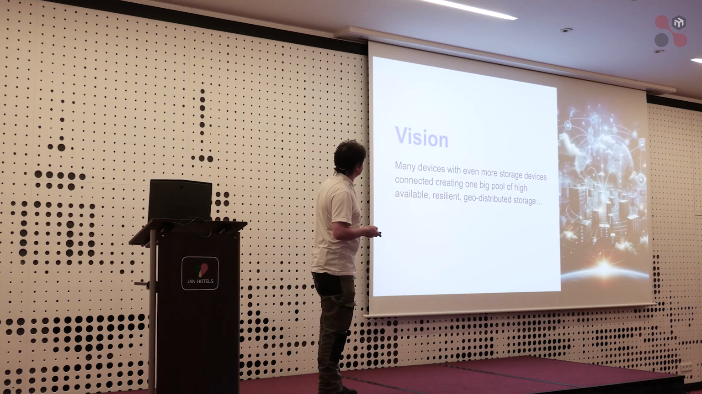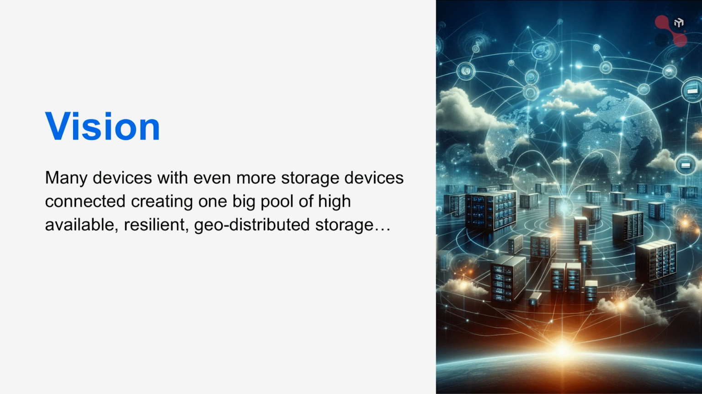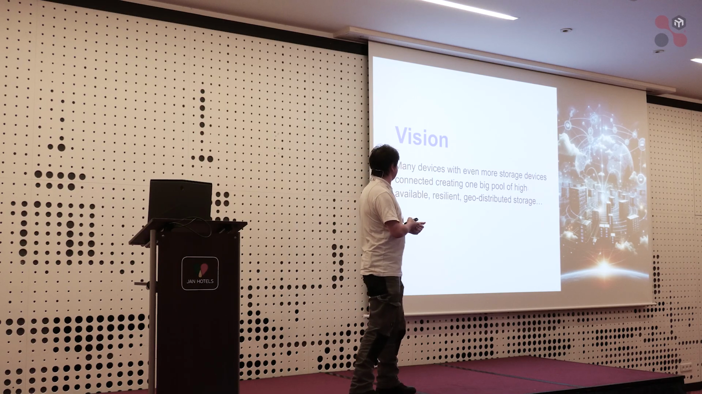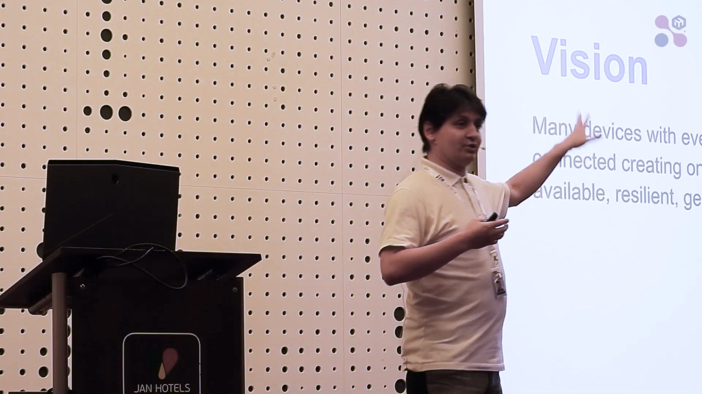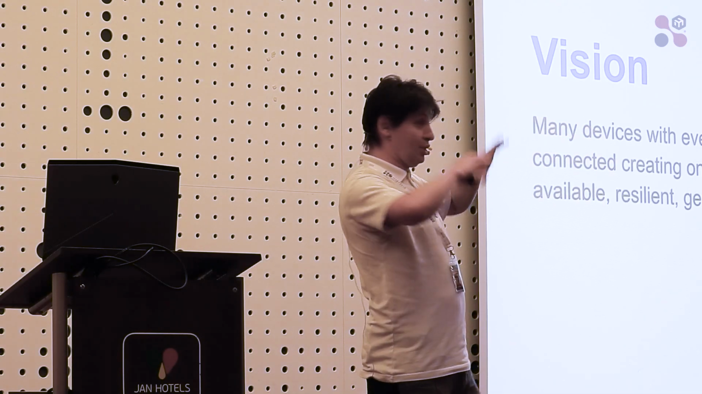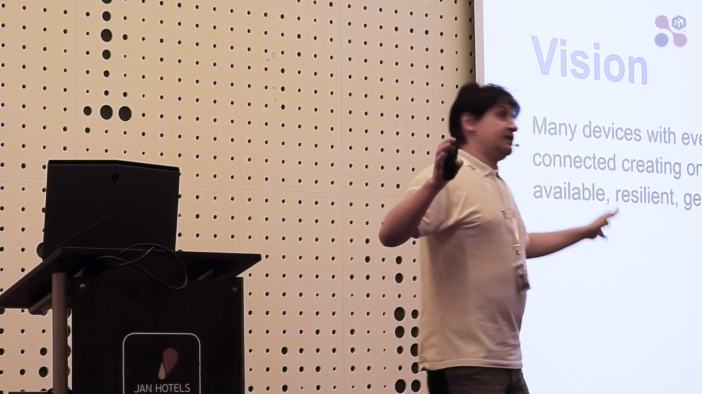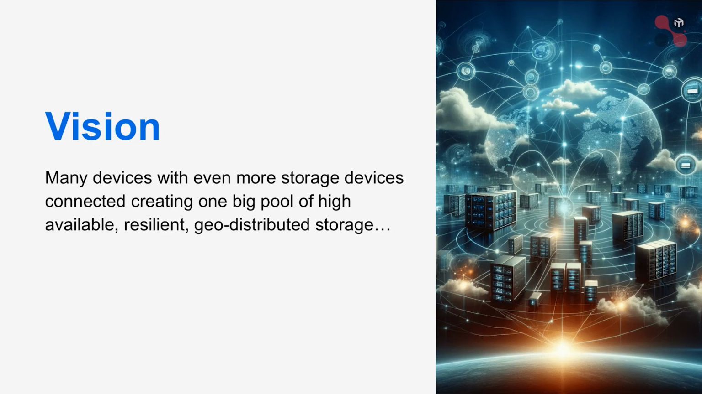Okay, so here's the vision. It's a picture which was produced by artificial intelligence, so it's some kind of surrealistic vision of the probably apocalypse, but okay, it should depict a lot of network devices with a lot of storage devices connected to them, creating one big network.